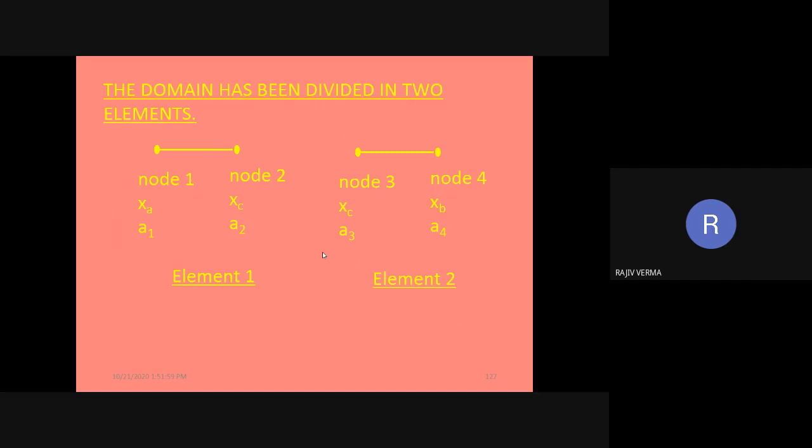Therefore, it is logical to think that the value of the unknown parameter at this location, which is given by x equal to 3 by 2, should be the same. Therefore, we get a constraint equation expressed by u1 evaluated at 3 by 2 is equal to u2 evaluated at the same point, that is 3 by 2.